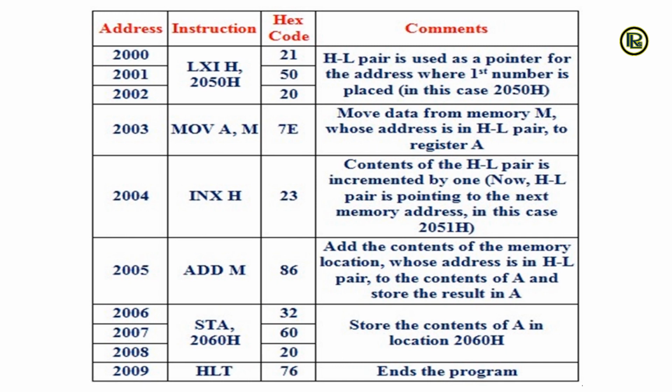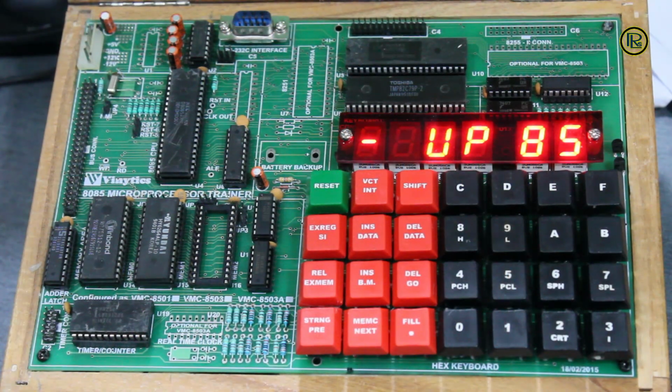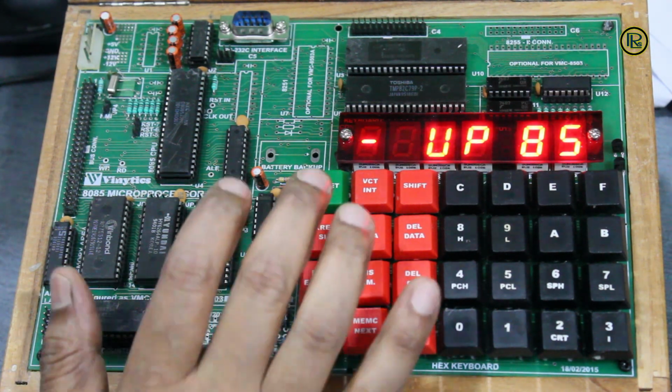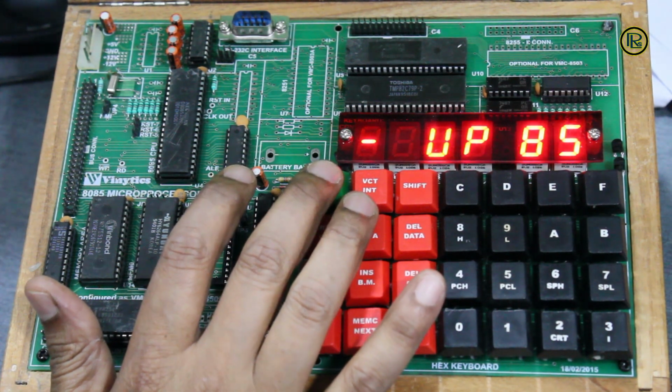Now let's do the program writing in the trainer board. Now I am going to show you how to write the program for addition of two hexadecimal numbers using the indirect addressing method, with the codes as I showed you in the slide. Again I am going to start from the memory address 2000, but you can use any memory address you want. You need not stick to the memory address 2000. Now let's see what is there, and I have to change the codes.